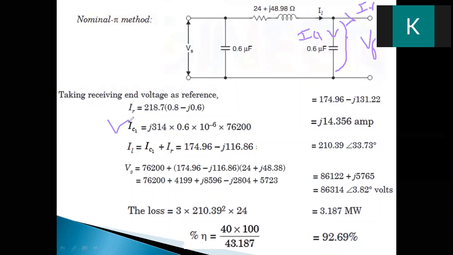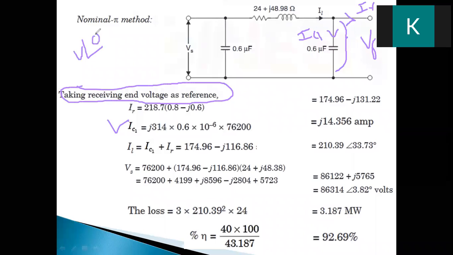So IC1 is equal to, taking the receiving end voltage as reference, V at an angle of 0, the current becomes I receiving end, equal to I at an angle of minus theta. That's why I have considered 0.8 minus j 0.6. Either we can write from the basics, otherwise we can remember the formula we have derived. So IC, the charging current, IC1, is equal to j omega, j 314 into this capacitance value, half of the total capacitance, multiplied with the voltage V, the receiving end voltage. This value is at an angle 0.